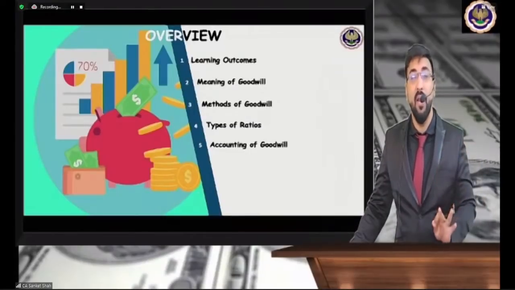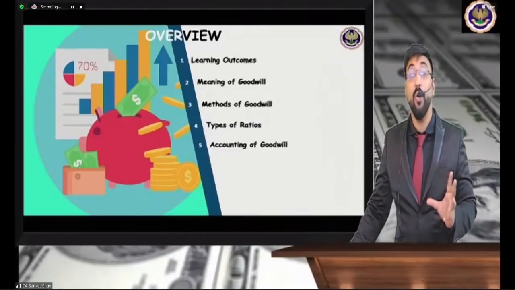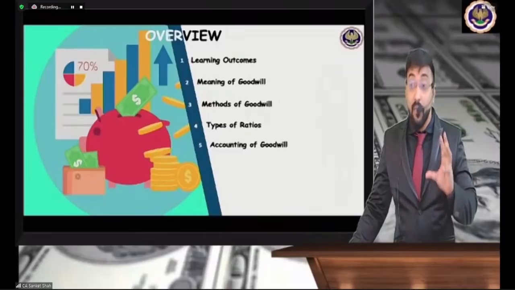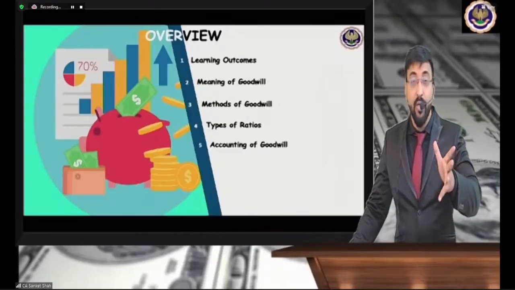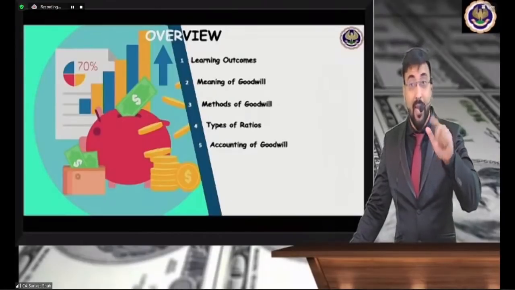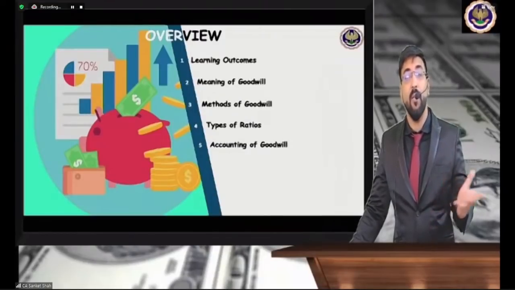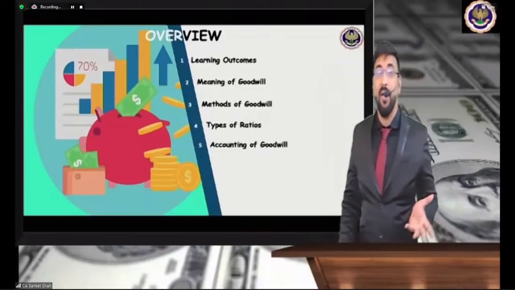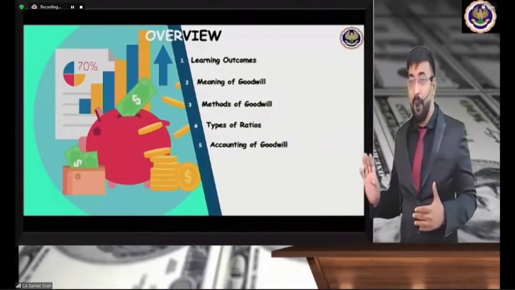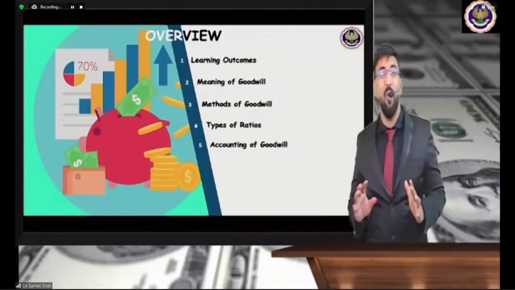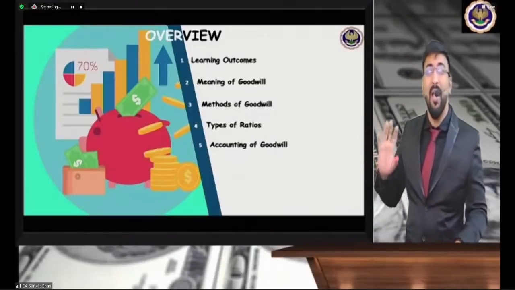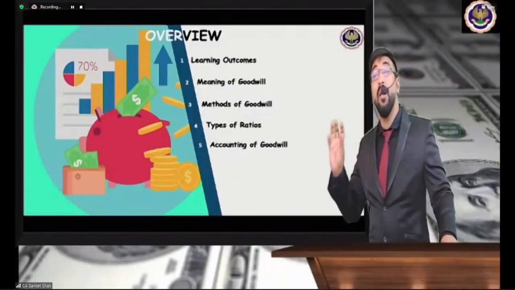What is Goodwill? I'm not going to tell you theoretical things about Goodwill. I'm going to explain the practical thing. Otherwise, if you want to understand the theory of Goodwill, it is the reputation of the business, and the partnership firm has some reputation from the past, and that is the Goodwill calculation. I'm going to tell you why Goodwill calculation.